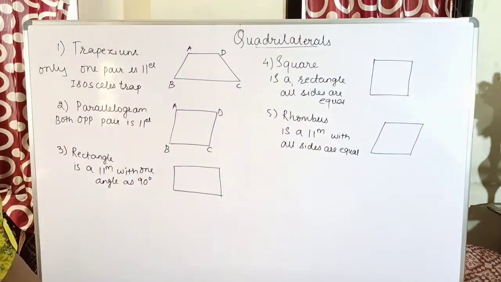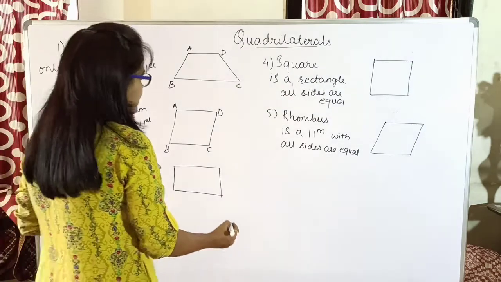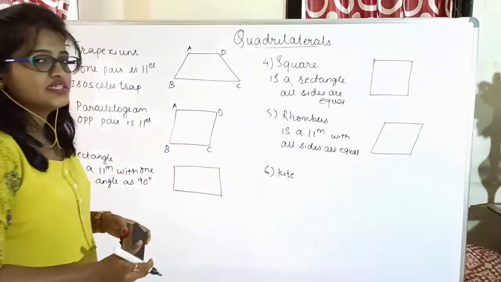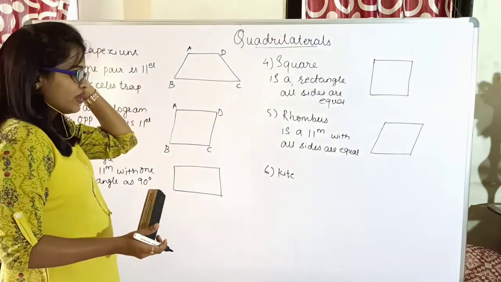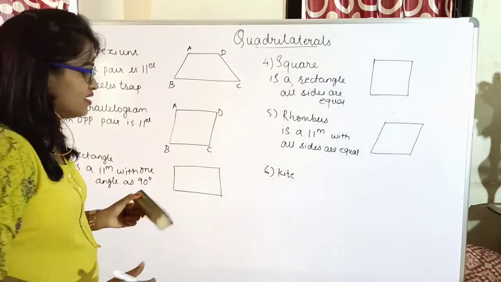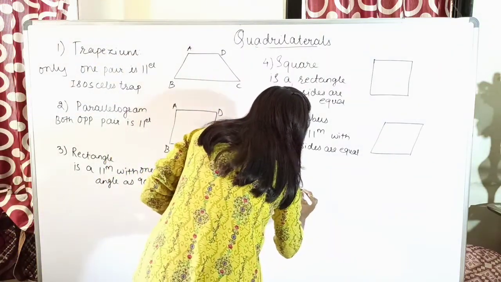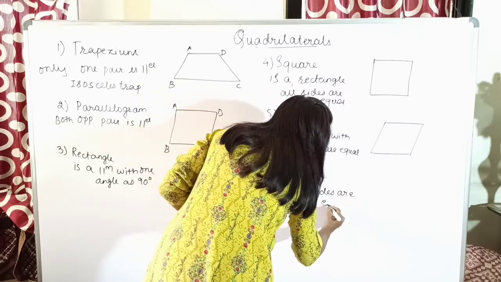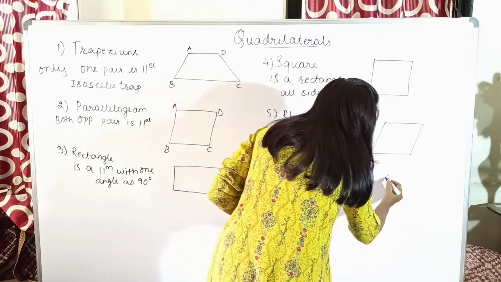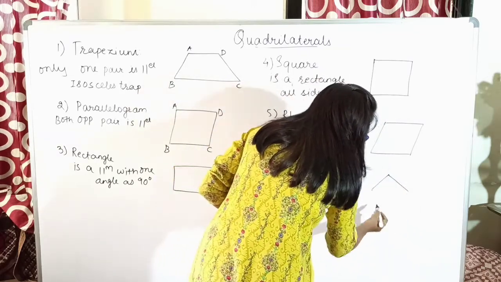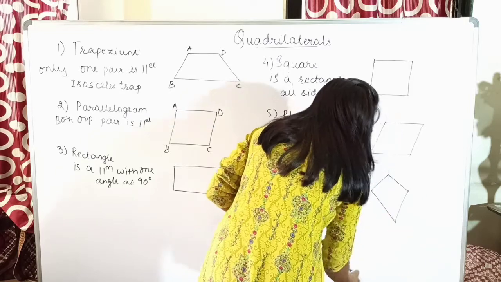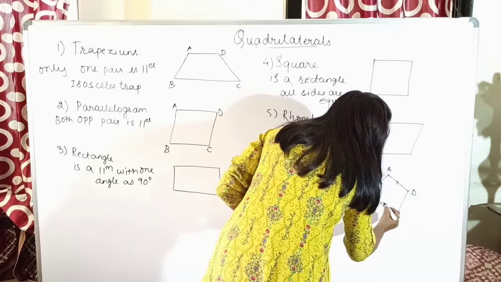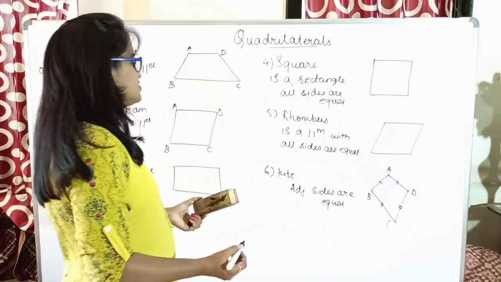Further, which is the quadrilateral remaining? It is a kite. Now a kite is neither a parallelogram nor a trapezium. Why? Because in a kite the sides are not parallel. Only the definition says adjacent sides are equal. So this is the figure for a kite. These two are the adjacent sides, so they are equal, whereas these two are the another pair of adjacent sides and they are also equal. So this is the definition for a kite, which says that adjacent sides are equal.